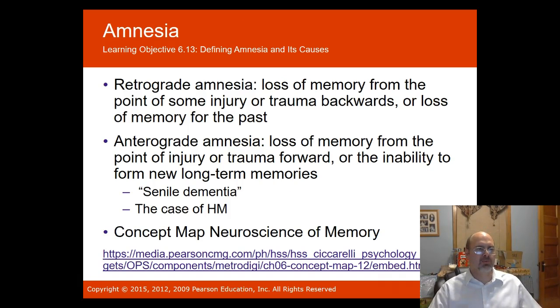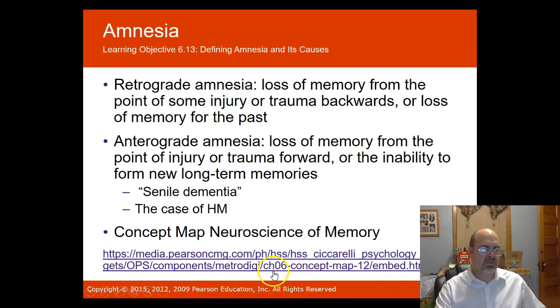He experienced what's called retrograde amnesia. In other words, he had loss of memory from the point of some injury back, or the loss of memory for the past. I'm sorry, that wasn't the same. Anterograde amnesia was what the kid experienced, which is loss of memory from the point of injury forward. In other words, he was unable to learn new long-term memories. So he still had his past memories, just wasn't able to learn new information.